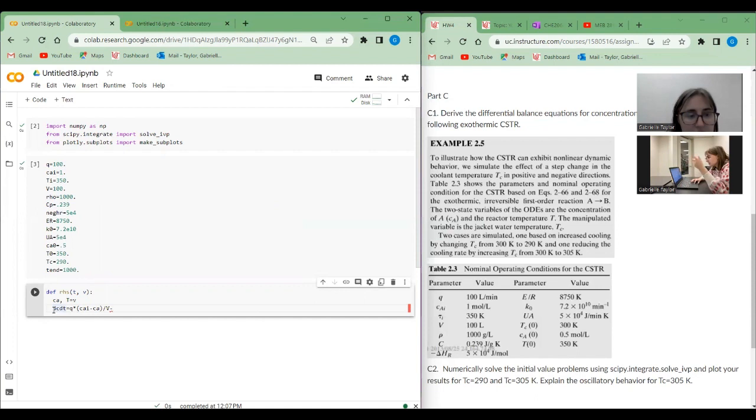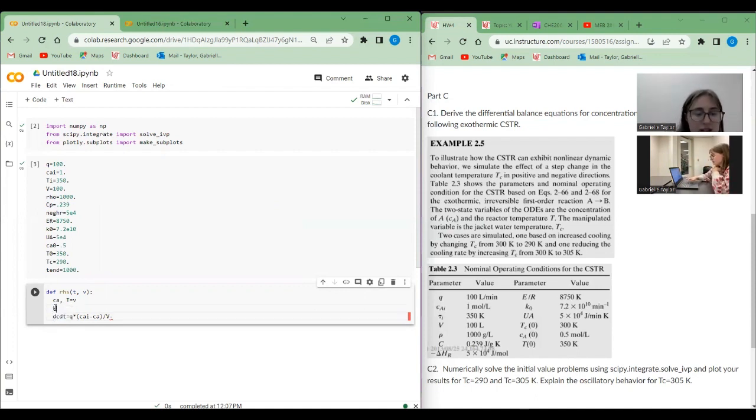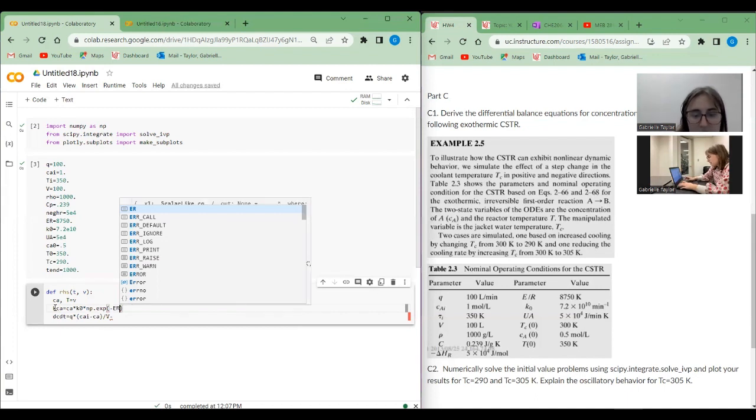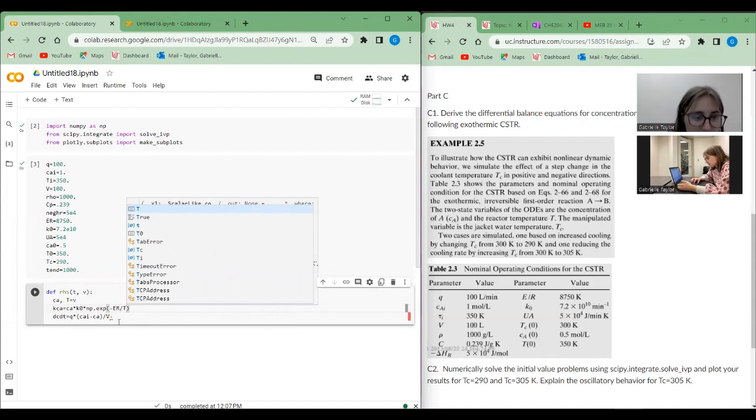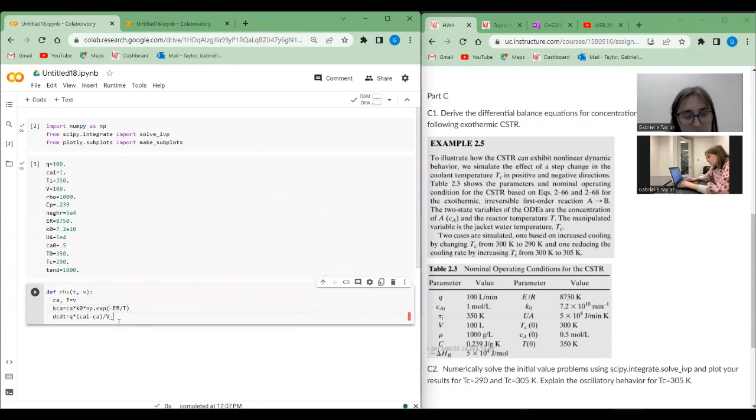Actually, we can make this a little easier. We forgot to initialize. We forgot to figure out K. So let's do KCA, because in both equations, K is multiplied by CA. We're going to multiply CA by the equation to find K. So we know it's K naught times numpy exp of negative ER divided by temperature. This is our equation for that. So now let's come back here and just do KCA.